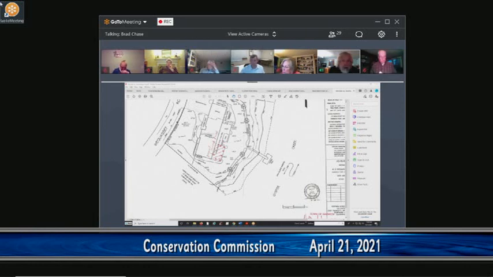So next on the agenda, we have a notice of intent for 0 Old Campground Road, map 30 parcels C6, C7, C8, and C9. It's a proposal for a new dwelling. I've got a note they've requested a continuance until May 19th, 2021. Is that correct, Amy? Correct.